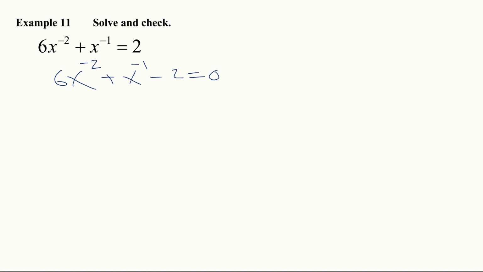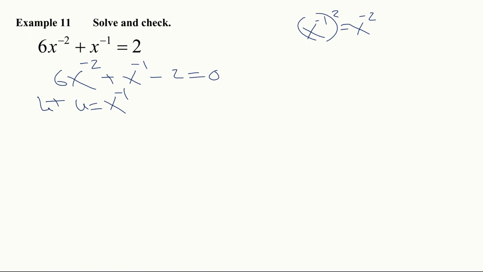Now, the thing to notice is that if you take x to the negative 1 and square it, you get what? You get x to the negative 2. So we do have an expression and the square of that expression and then a constant. So we are quadratic in form. So we're going to let u equal x to the negative 1. Once you know that, you should be able to take this all the way to the finish line. So if you haven't paused yet, please do and try that.